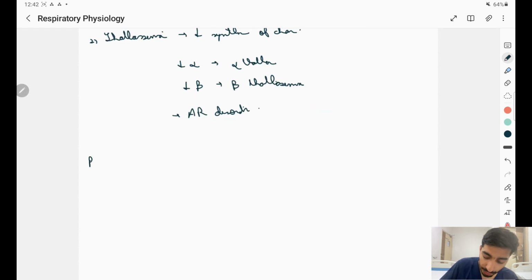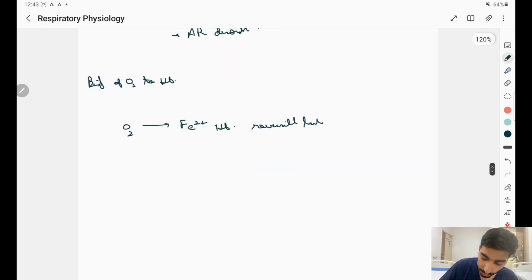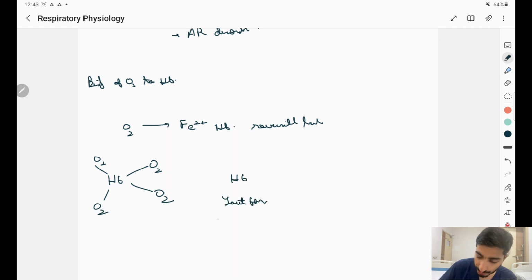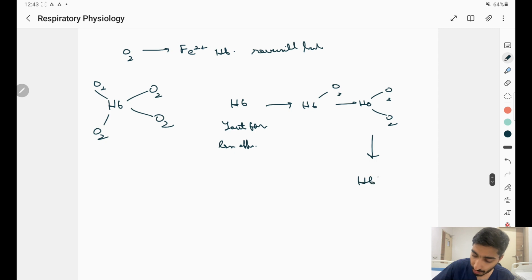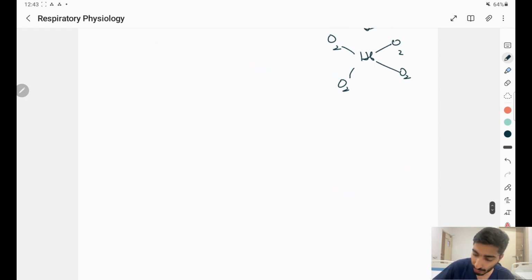Now we'll discuss the binding of oxygen to hemoglobin. Oxygen binds to the ferrous iron in the hemoglobin by a reversible bond. Now each hemoglobin molecule can bind to 4 molecules of oxygen. A deoxygenated hemoglobin is in a taut form and it has less affinity for oxygen. However, as oxygen binds to hemoglobin, its affinity for oxygen increases and it finally comes into a relaxed form which has higher affinity for oxygen.